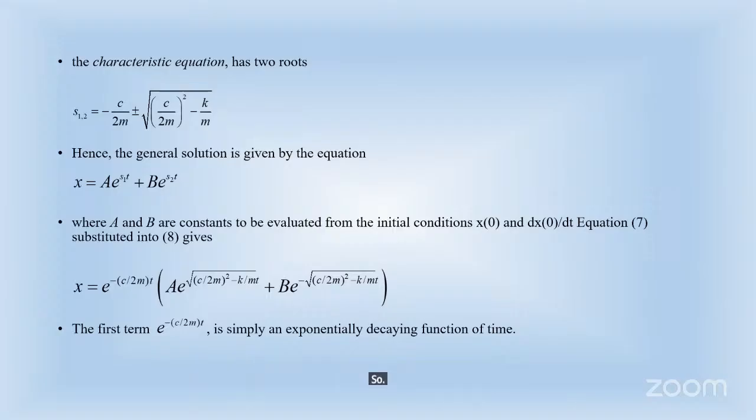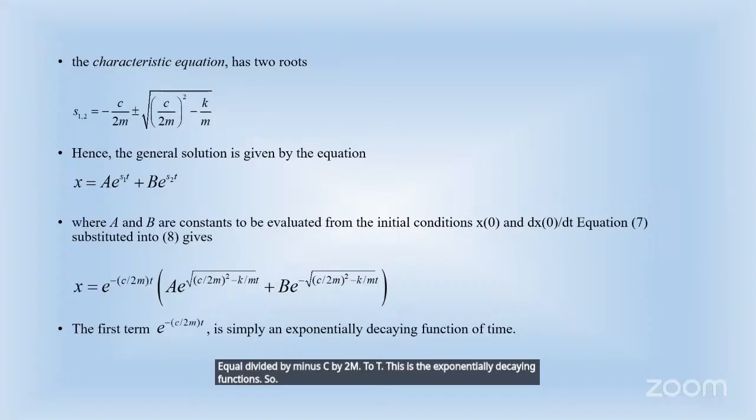So s1, s2, we have a common term minus c by 2m. If we take it out, ultimately we can rewrite it as e to the power minus c by 2m t, in whole, into A e to the power root over (c by 2m whole square minus k by m) plus B into minus e to the power minus of that. So in these equations, you can see there is a factor multiplied to that whole part, e to the power minus c by 2m t. This is the exponentially decaying function.